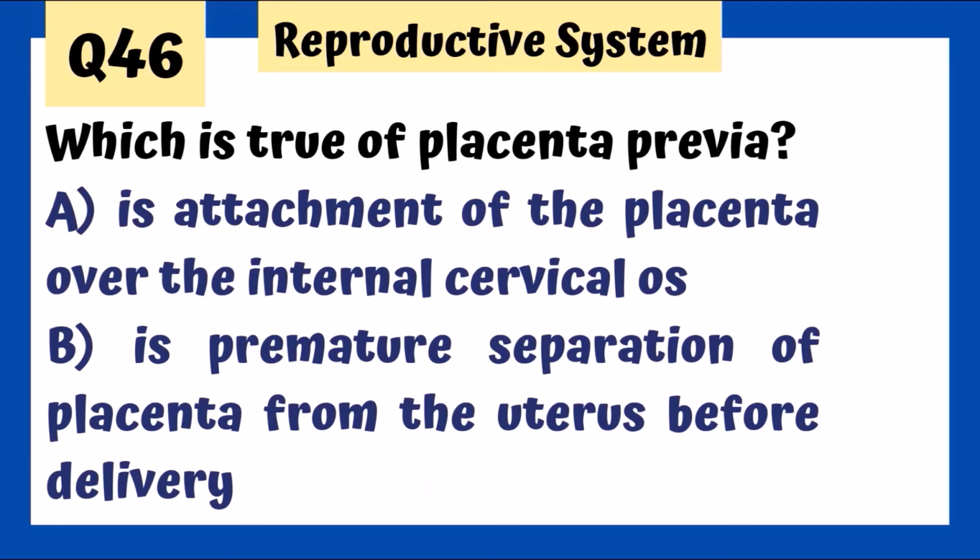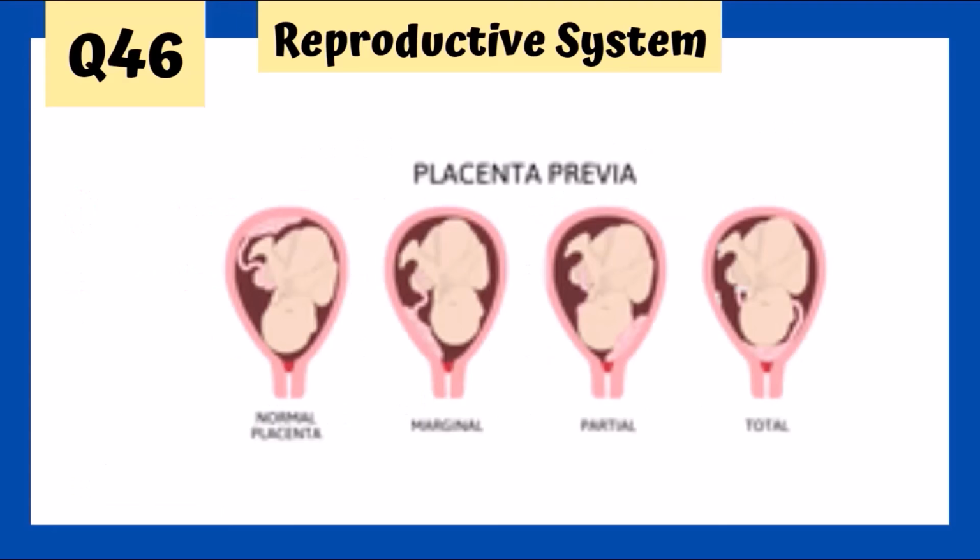Which is true of placenta previa? It is attachment of the placenta over the internal cervical os. Over here we see placenta previa. We see a preview of the placenta through the vaginal canal. And the problem over here is that if the cervix starts to dilate, it could cause tremendous hemorrhage because the placenta is going to be separated from the lining of the uterus.